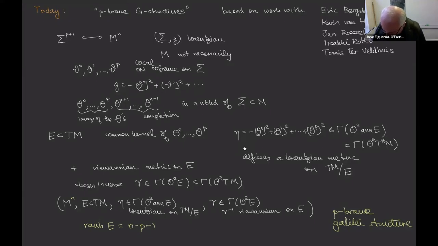Okay, so keep this in mind. The linear algebra is an n-dimensional vector space, an n minus p minus one dimensional subspace, and these two inner products that I have: a Lorentzian one on the symmetric square of the annihilator of the subspace, and then gamma, which is in the symmetric square of the subspace, which I think of as the inverse of a Riemannian metric on the subspace.